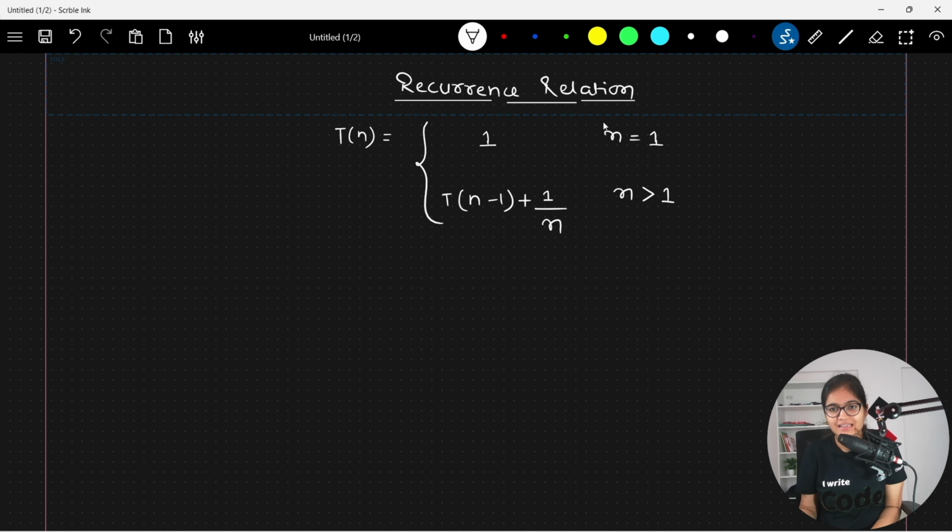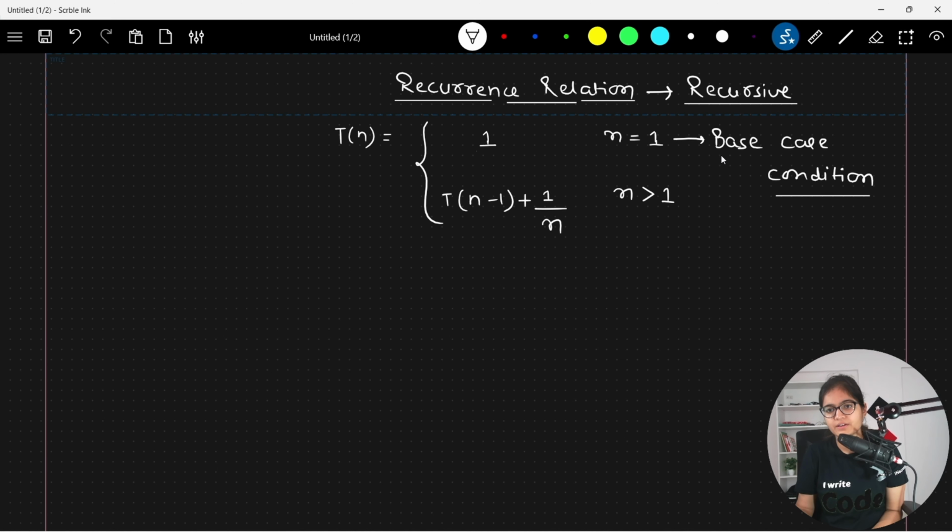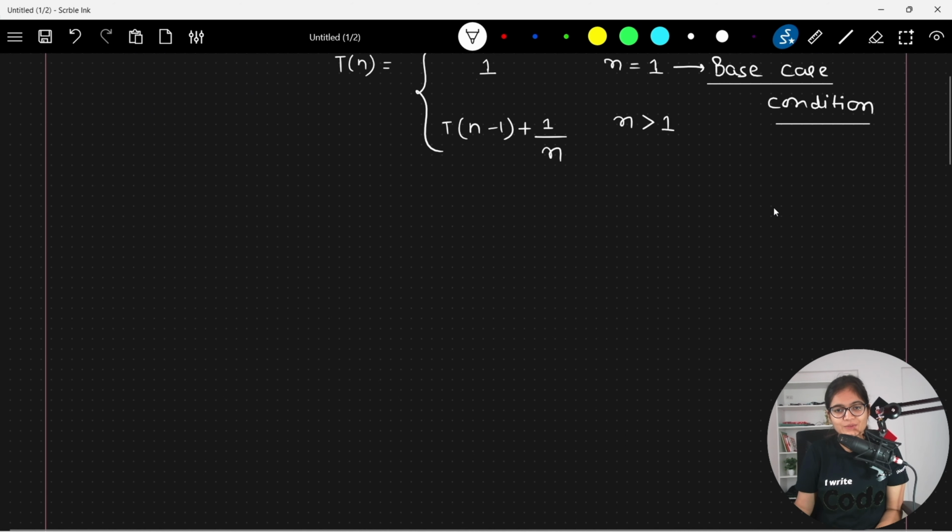Again, as I told you, a recurrence relation will happen only in recursive codes, right? When there is a recursion. Now this is something which we can say is a base case condition. Whenever you write any recursive code, you always have some base case condition, meaning that is the condition where your code will get terminated, right? So now let's get started.